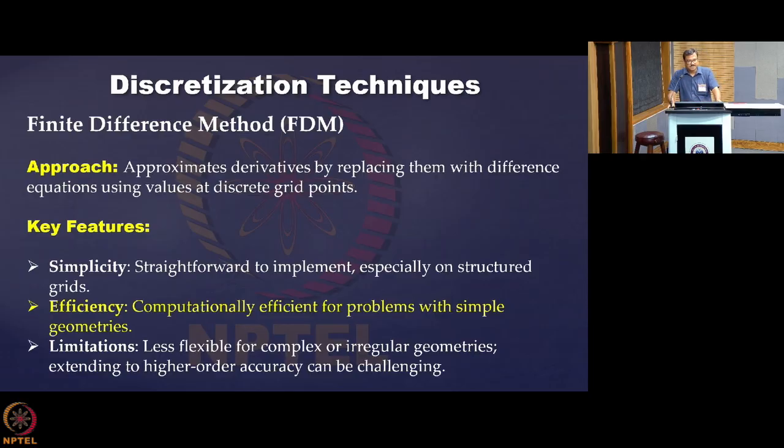Now, what are the features of this? Simplicity. Among all discretization techniques, this may be the simplest one. It is very straightforward to implement on a structured grid. Actually, the problem comes when you have a complex geometry. There, using this becomes tedious because every zone you need to approximate as a structured thing, and then you go for different zones with different structured grids. So that is a bit cumbersome there.